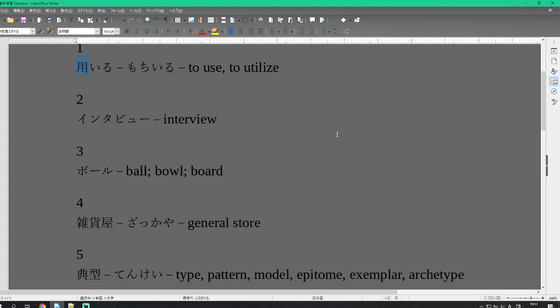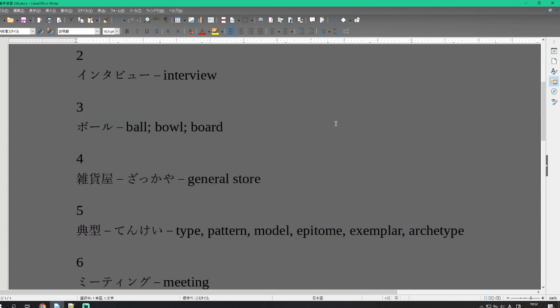Number two is interview. Interview is an interview. No kanji here, just hiragana. Love those words. Number three is boru, which is either a ball, a bowl, or a board. Boru is a ball, as in a playing ball, a bowl, as in a regular eating bowl, or a board.